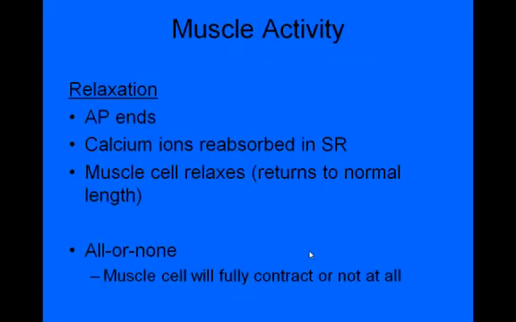Okay, so you've got the contraction down. Now what about relaxation? Obviously, we want the muscle to relax, so how does that happen? Well, the action potential ends. Calcium ions are then reabsorbed back into the SR, or sarcoplasmic reticulum. The muscle cell relaxes and returns to normal length. Now, the all or none principle simply means the muscle cell will fully contract or not at all.